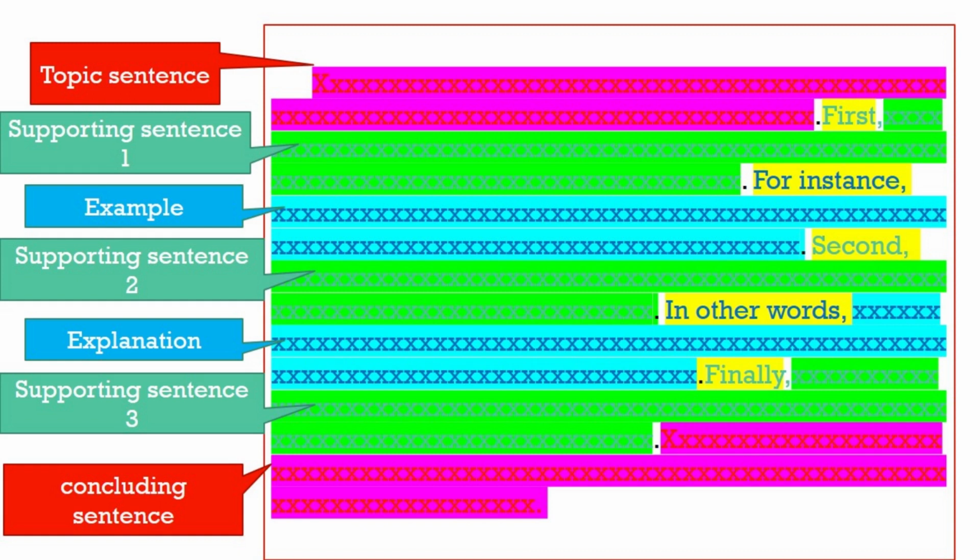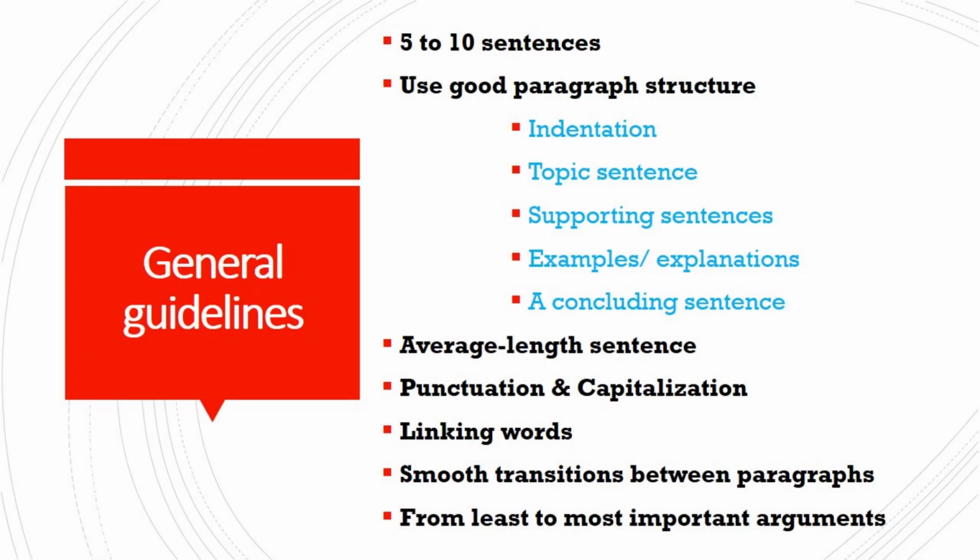sentence. And in general, we have 2 to 3 supporting sentences with their examples and explanations. A paragraph is usually concluded with a concluding sentence which restates the topic sentence in different words. A good paragraph contains average length sentences which are neither very long nor very short.